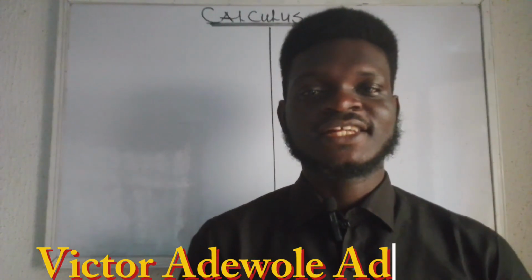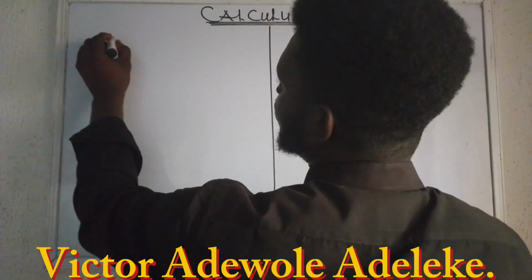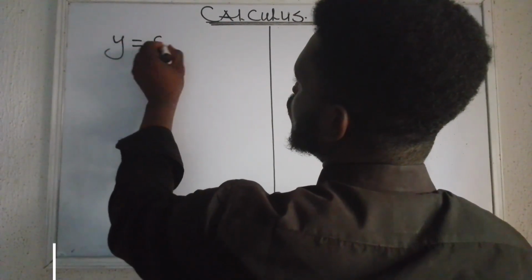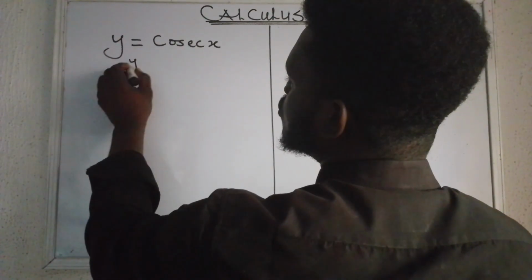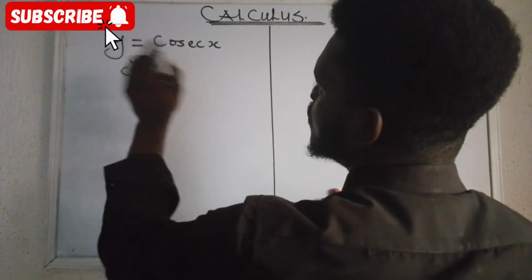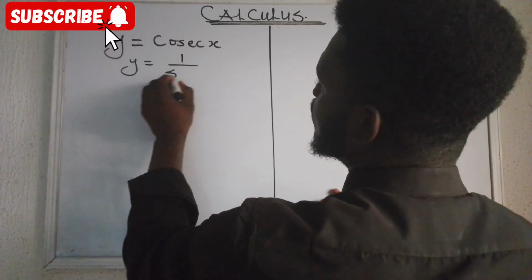I'm Victor Adewale Adeleke. Without wasting much time, let's quickly dive into the deal of the day. Let's quickly find the derivative of cosec x. Now, just know, since we are very familiar with this information, that cosec x is equal to 1 over what?